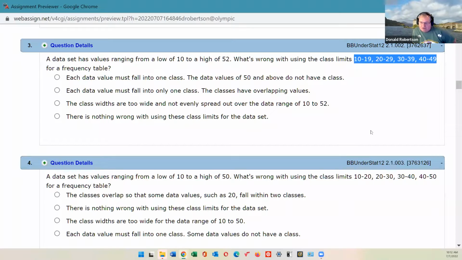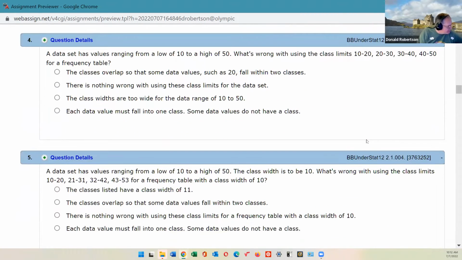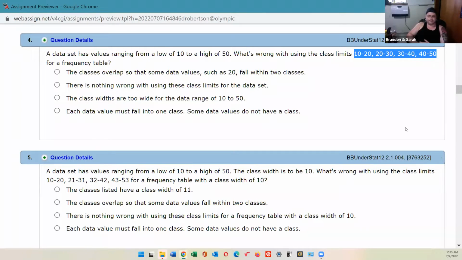Okay, the biggest number is 52, isn't it? Is there any place for 52 to live in that table? That's what's wrong with it. So figure out which one of those four sentences mean the same thing. Now, here is a different set of data. And the smallest number is 10 and the biggest number is 50. But what's wrong with those intervals? Double dipping. So figure out which one of these is the more lawyer way of saying double dipping.